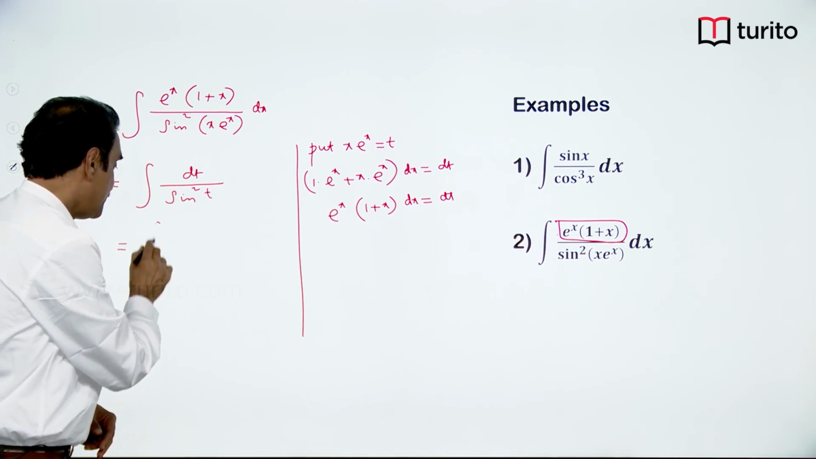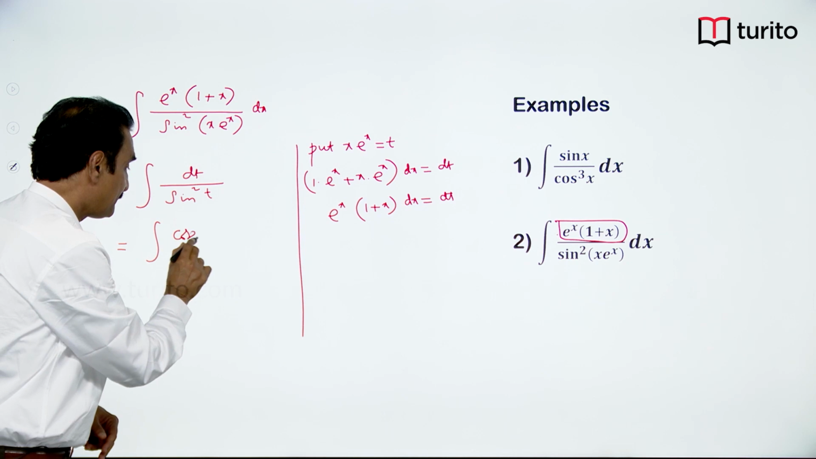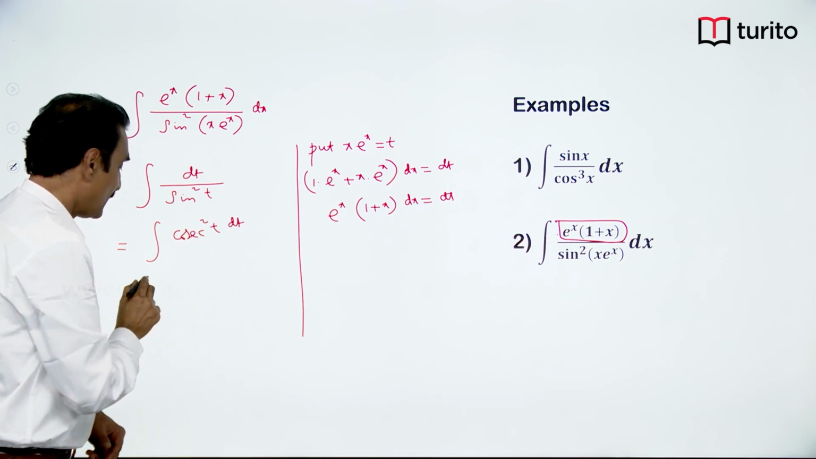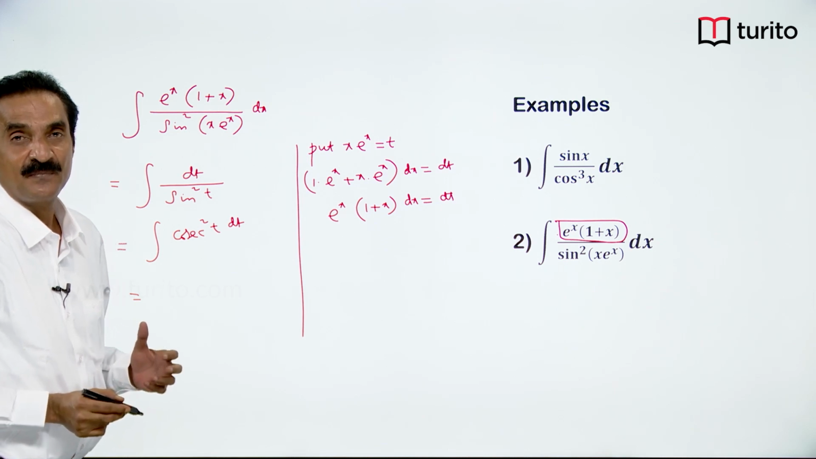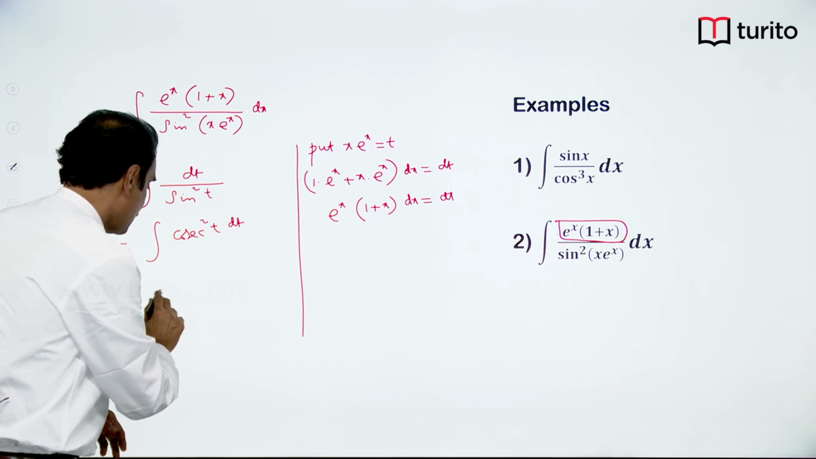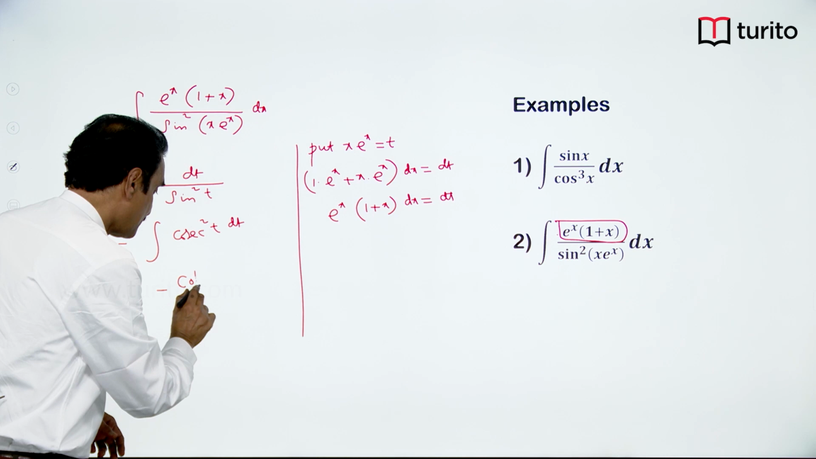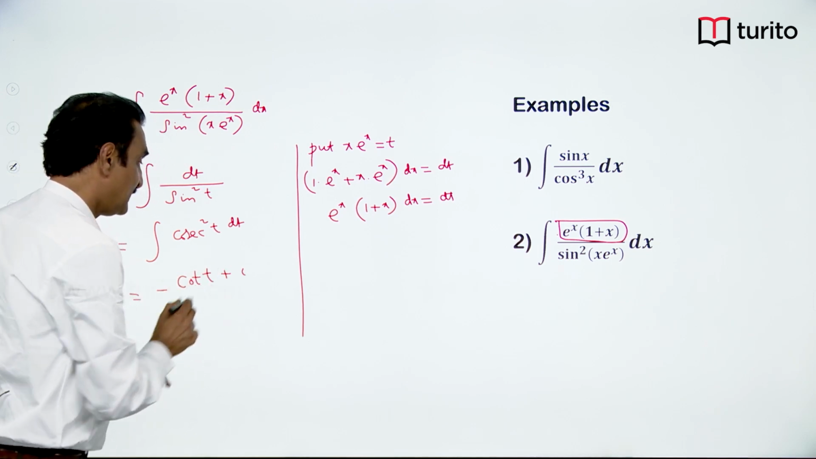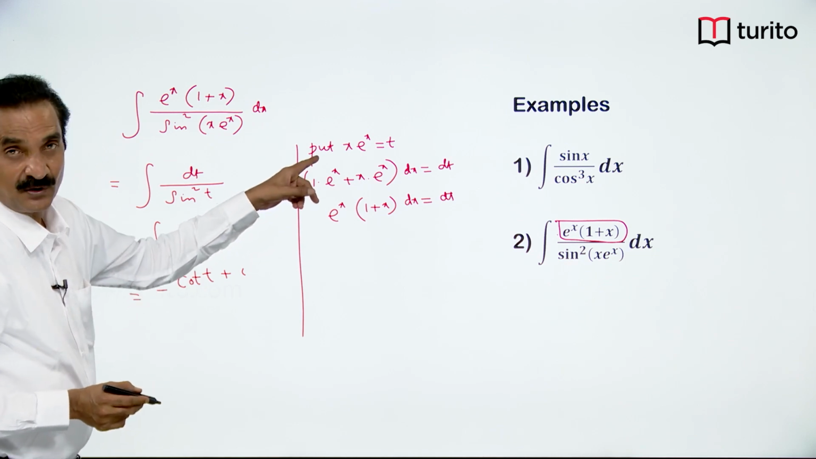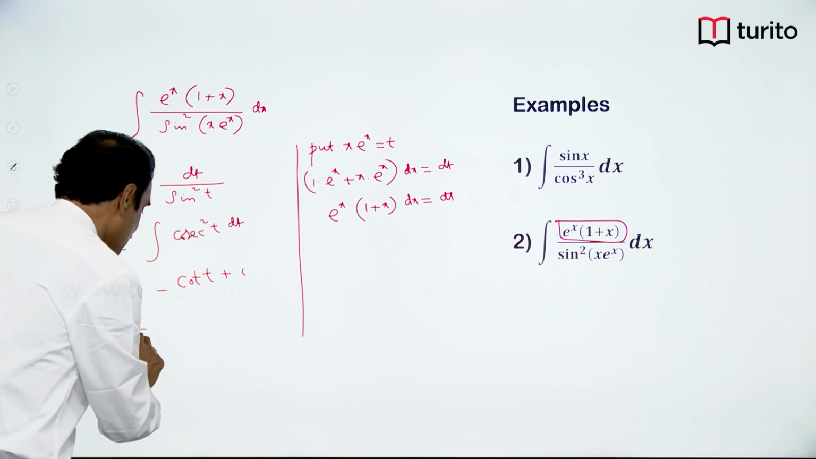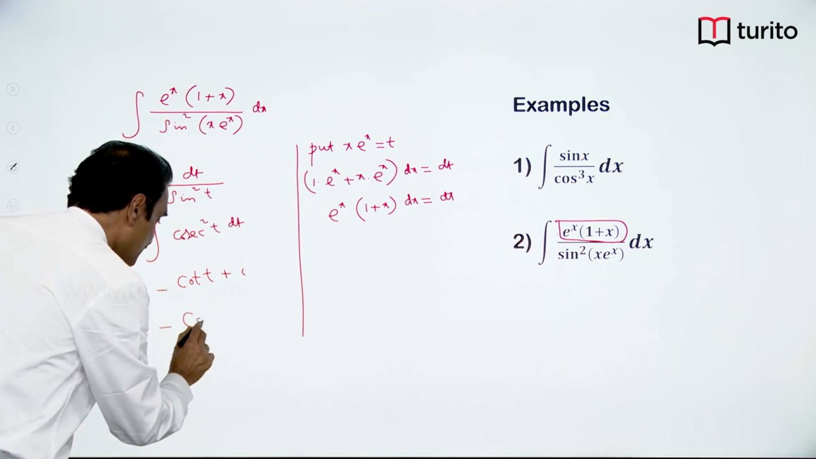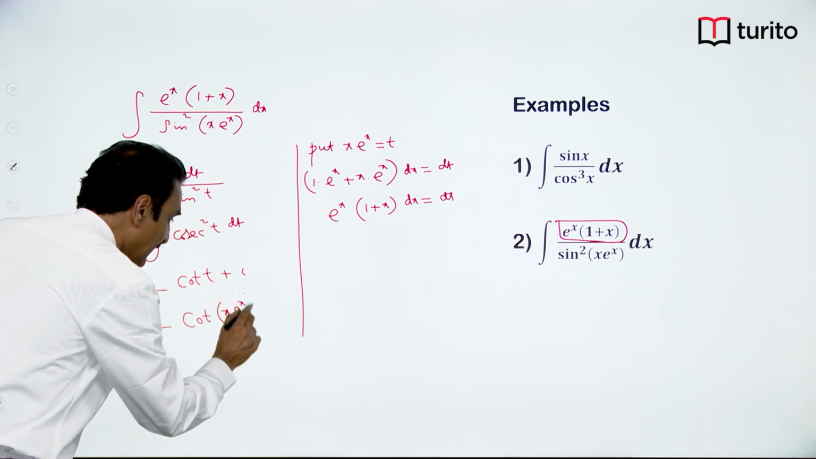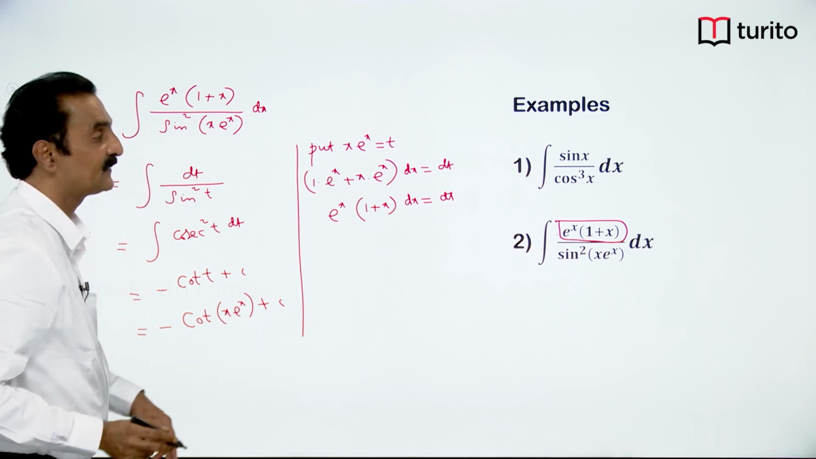So, integral cosecant square t dt. What is the integral of cosecant square t? Minus cot t plus c, and t is equal to x e power x. So, final answer is minus cot x e power x plus c.